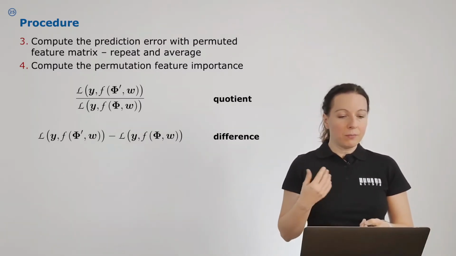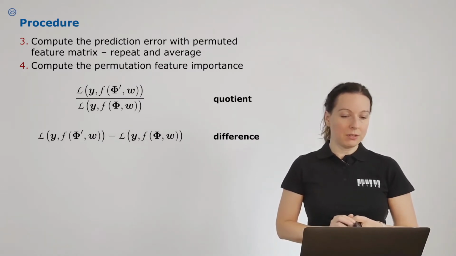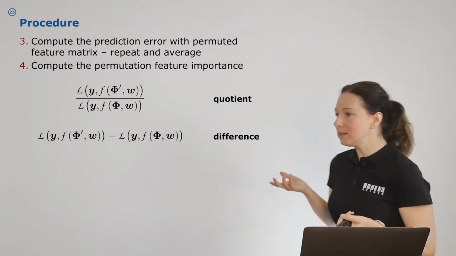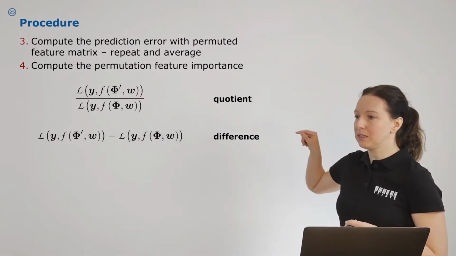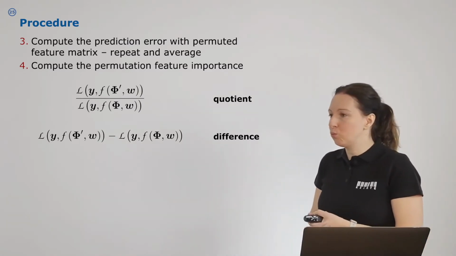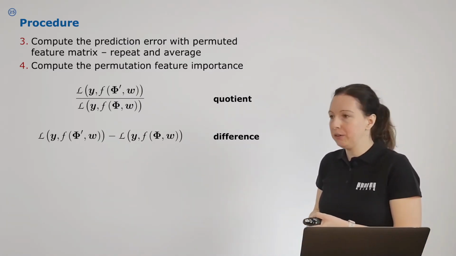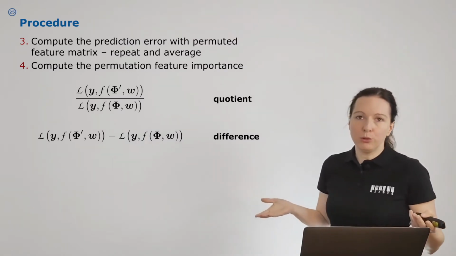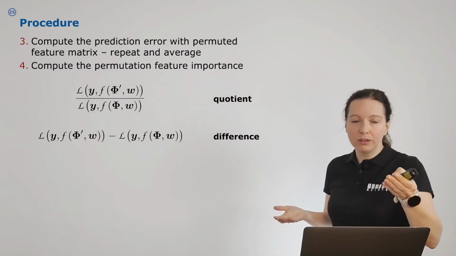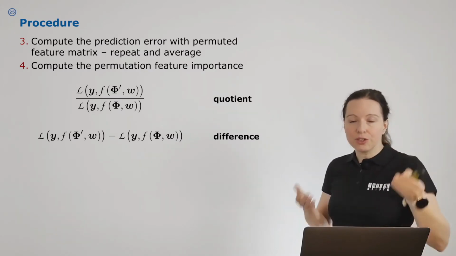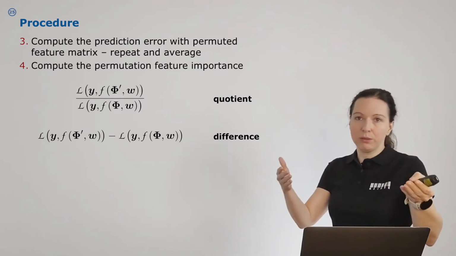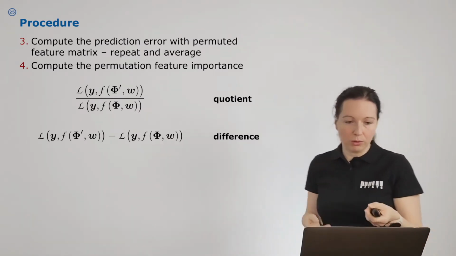And then you can compute the permutation feature importance in mainly two ways. For example, you can take the quotient or the difference. It depends on what you think is better. In the end, what you do is you have a new value after you permuted the input feature and before, so with permutation and without, and you compare it.